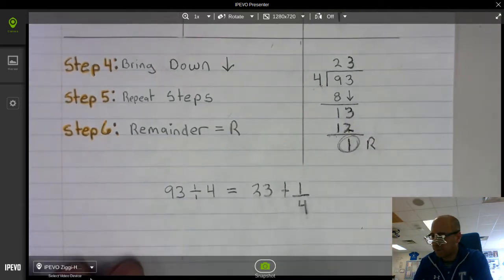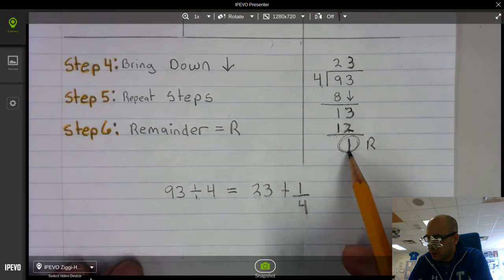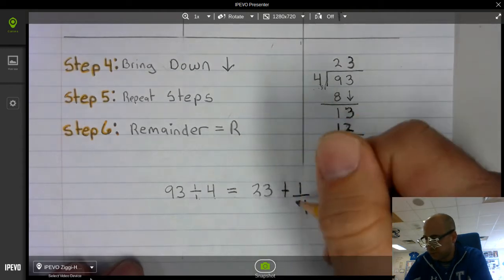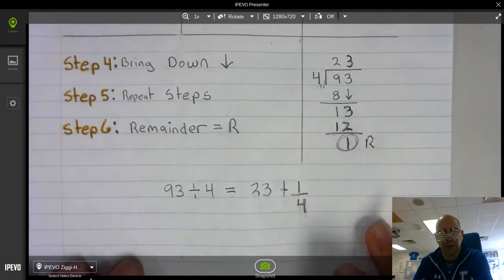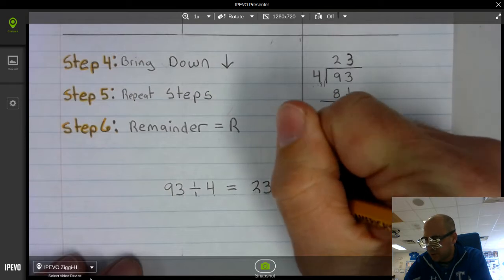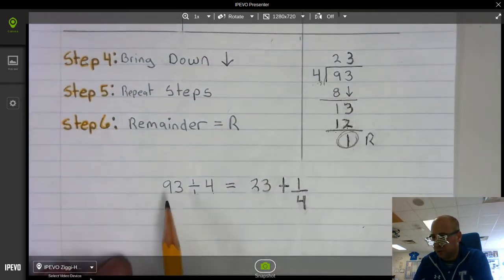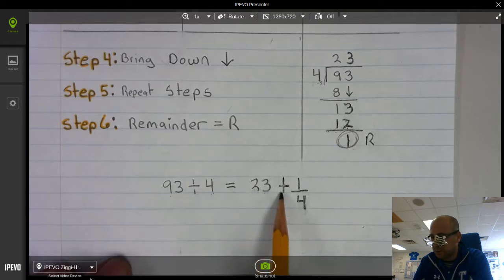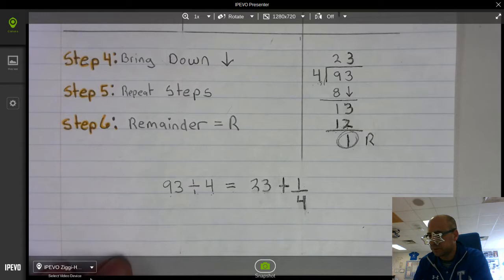So 93 divided by 4 equals 23. Now, the way you write your remainder is 1 divided by the number outside here. So this number right here. So 1 divided by 4. Now, some of you are probably thinking, well, wait a second, why plus? So I challenge you, in your calculator, I want you to put 93 divided by 4, enter, and then put 23 plus 1/4, enter, and then see what you get.